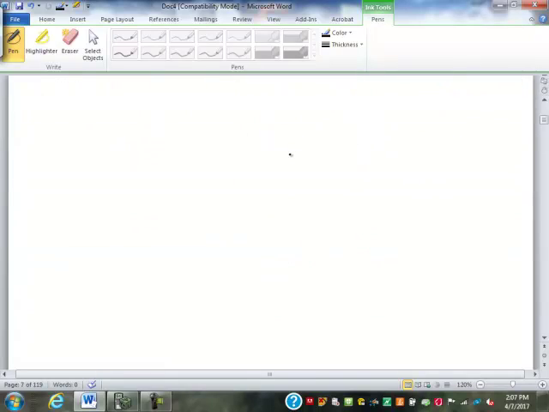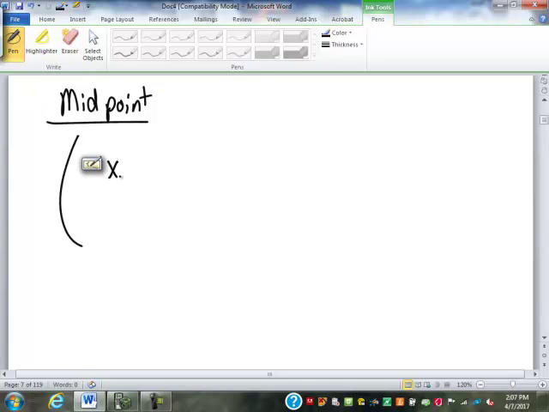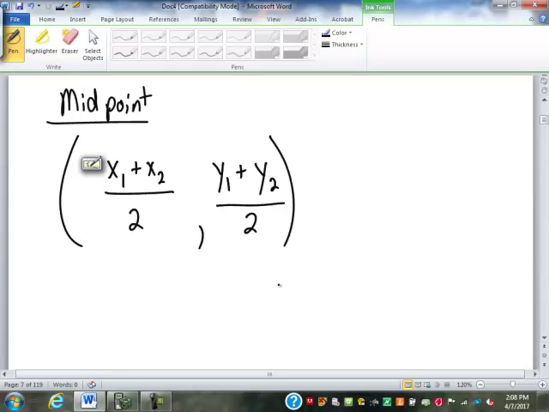For midpoints, the midpoint formula: the x-coordinate of the midpoint is found by averaging together the 2 x-coordinates of the endpoints. So you add them together and divide by 2. The y-coordinate of the midpoint, again, you add together the 2 y-coordinates of the endpoints. Divide by 2. You average them together.